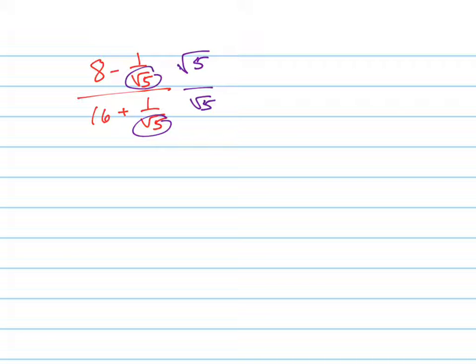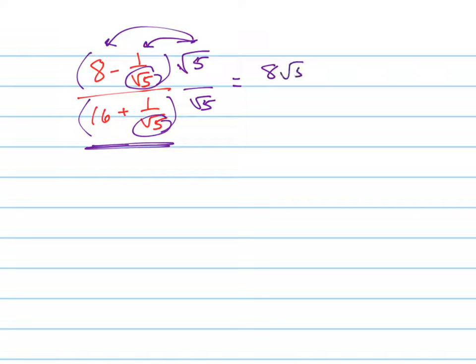You don't have to multiply by the conjugate of this bottom thing. It's overkill to do that. You can, but it's overkill. It's simpler if you just multiply by root 5 over root 5. So when I do that, make sure you distribute it, right? Because it's kind of like this. Does that make sense? So your answer would be 8 root 5 minus 1 over 16 root 5 plus 1.